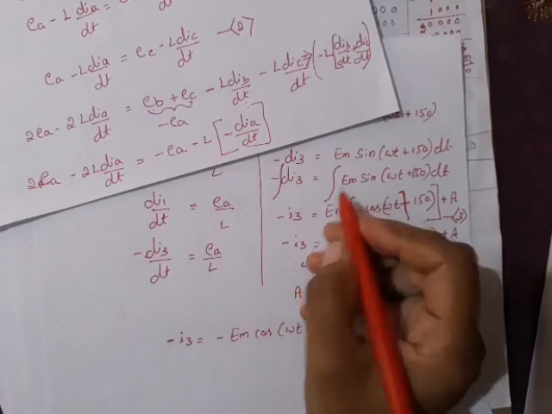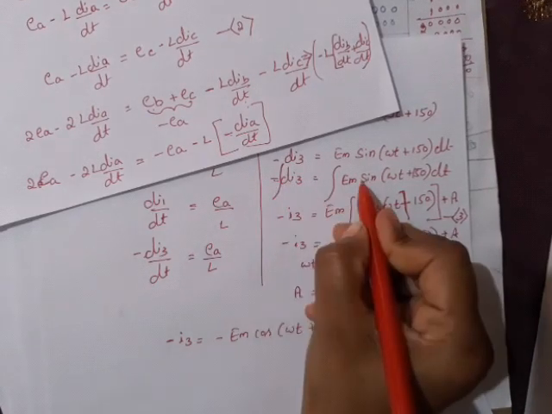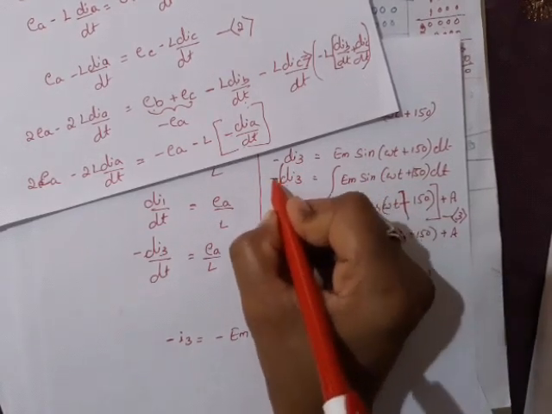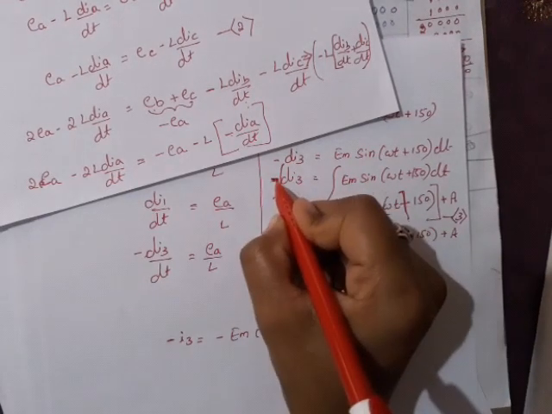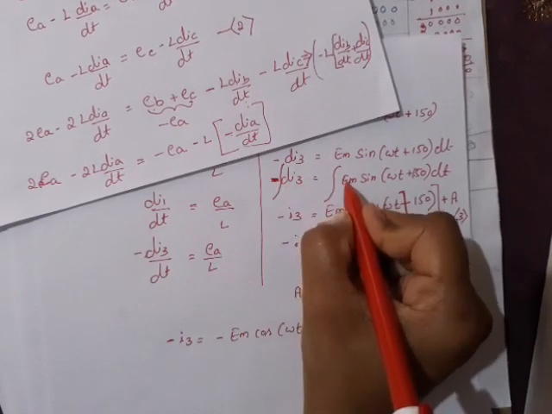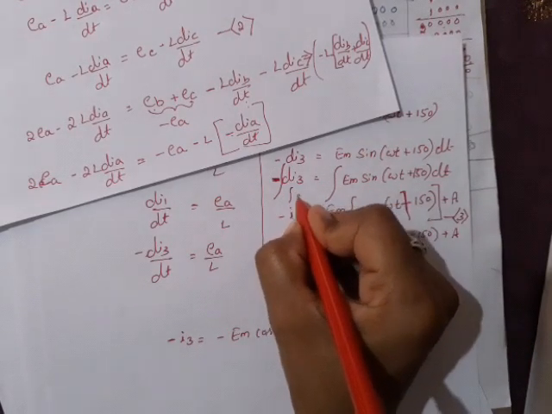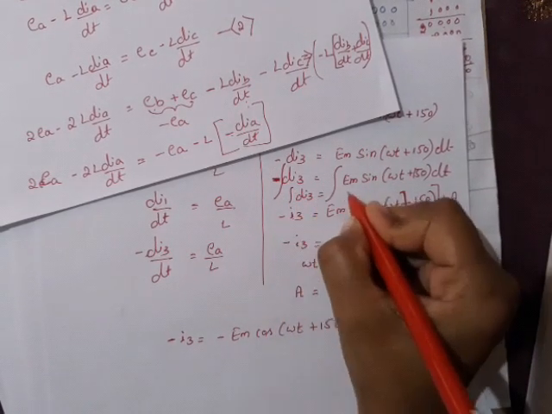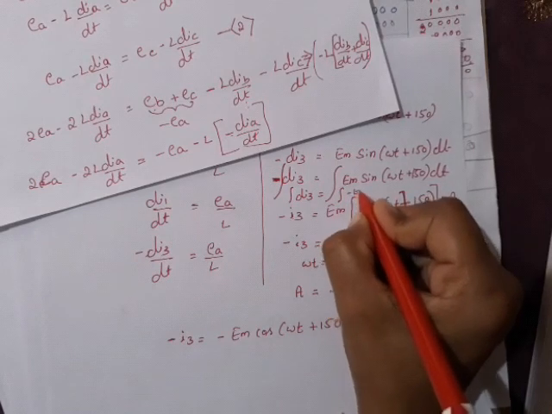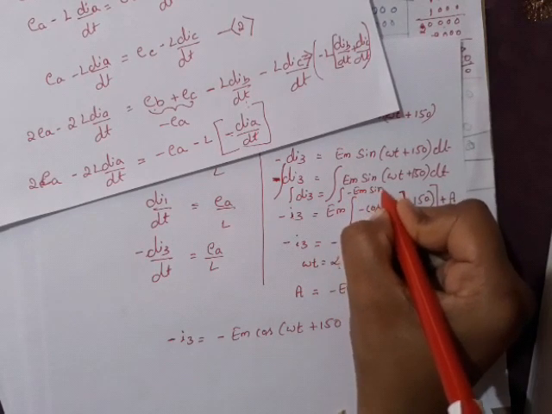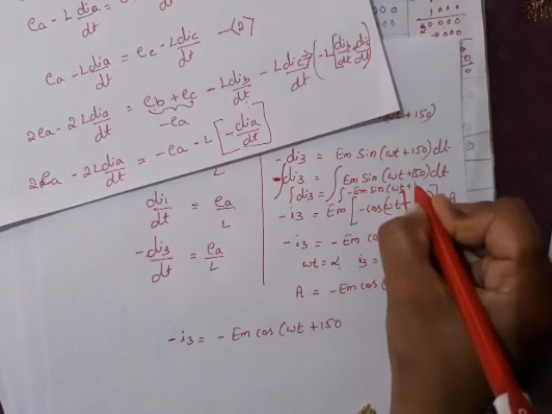So before integration only, we can shift this minus to this side. I have to do that, I just missed that step. So you can transfer this minus here. If you transfer that, what happens? Integration of di3 is equal to integration of minus Em sin omega t plus 150.